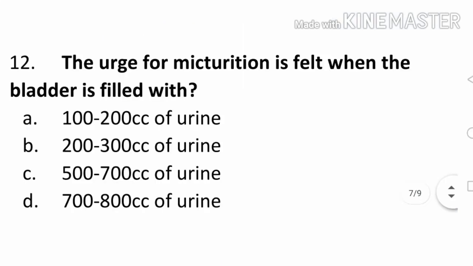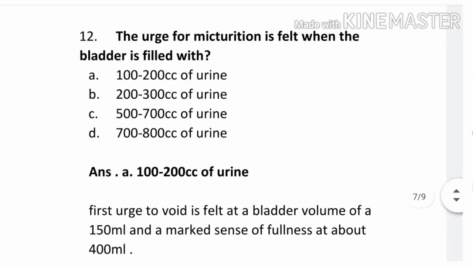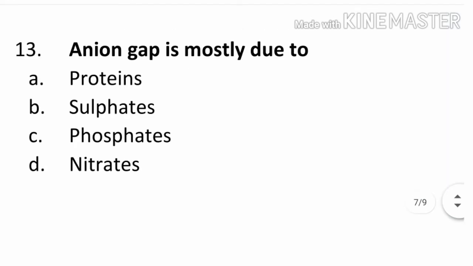Question number 12. The urge for micturition is felt when the bladder is filled with option A 100 to 200 cc of urine, B 200 to 300 cc of urine, C 500 to 700 cc of urine, D 700 to 800 cc of urine. The correct answer is A 100 to 200 cc of urine. CC is equal to ml, milliliter. First urge to void is felt at bladder volume of about 150 ml and a marked sense of fullness at about 400 ml.